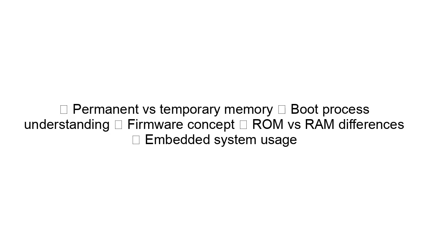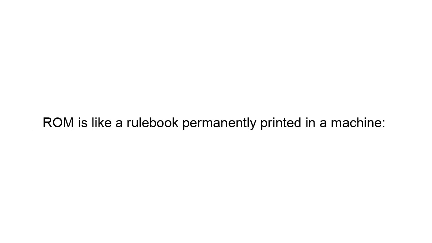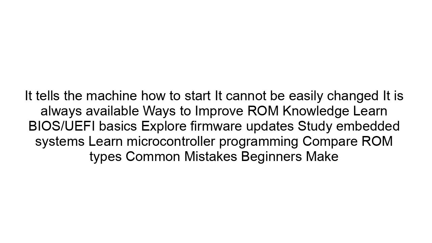What you learn: permanent versus temporary memory, boot process understanding, firmware concept, ROM versus RAM differences, embedded system usage. Real-life analogy: ROM is like a rulebook permanently printed in a machine. It tells the machine how to start. It cannot be easily changed. It is always available.